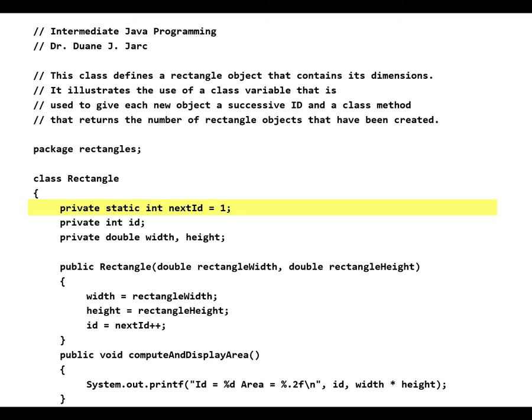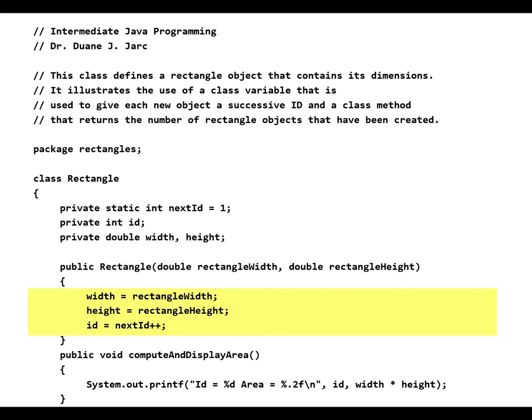The class variable nextID keeps track of the ID for the rectangle object that is to be created next. Notice that it is initialized to 1. That initialization only occurs once when the class is first created. The instance variables define the ID of a particular rectangle object together with its width and height.